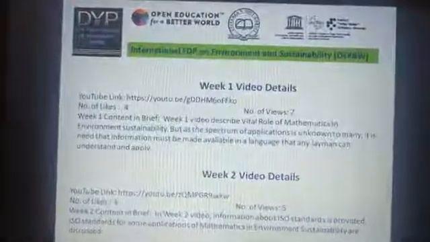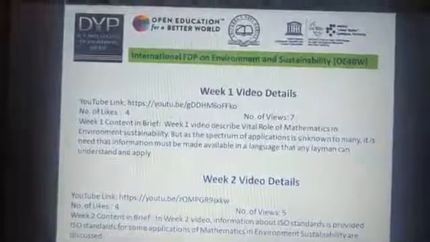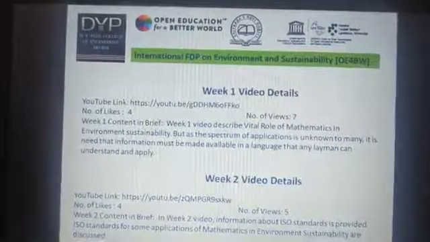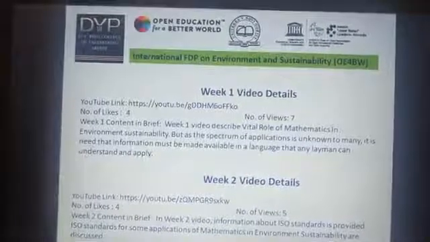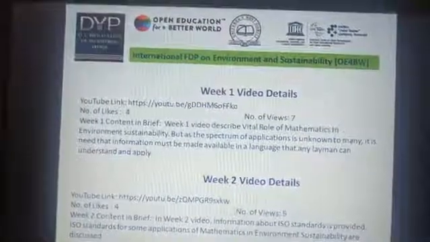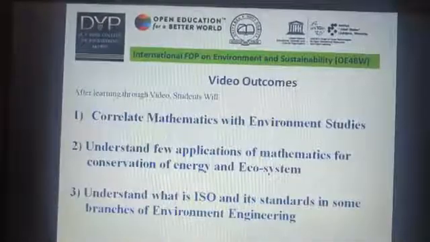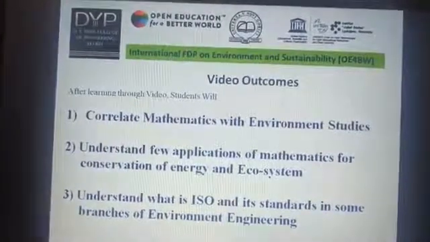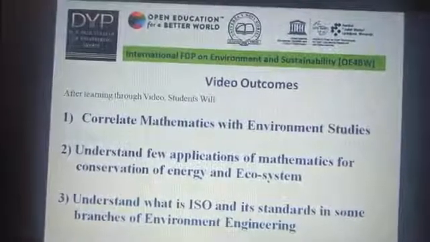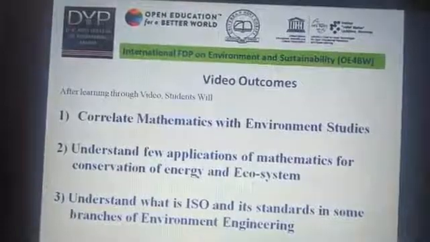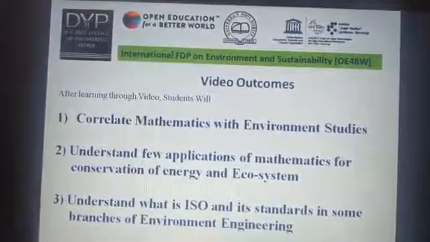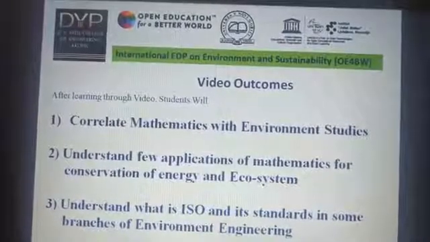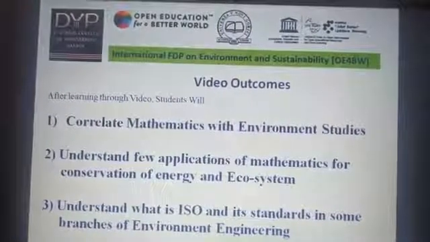Let's have a review of previous weeks. In week 1, I discussed where mathematics can be used for environment and sustainability. In week 2, we discussed ISO standards and various ISO standards used for application of mathematics in environment sustainability. Following are the video outcomes of previous videos. After learning through these videos, students will correlate mathematics in environment studies. Students will understand a few applications of mathematics for conservation of energy and ecosystem. Students will understand what ISO is and its standards in some branches of environment engineering.